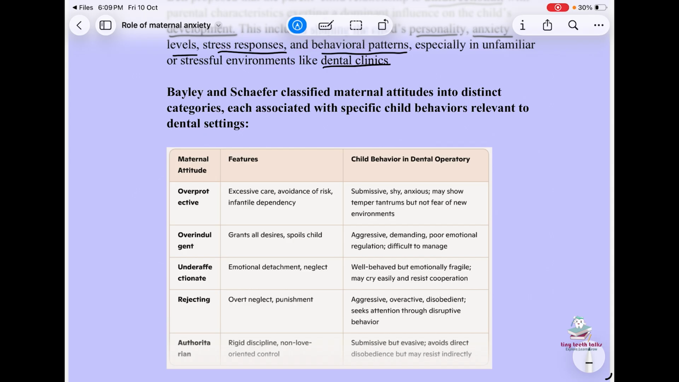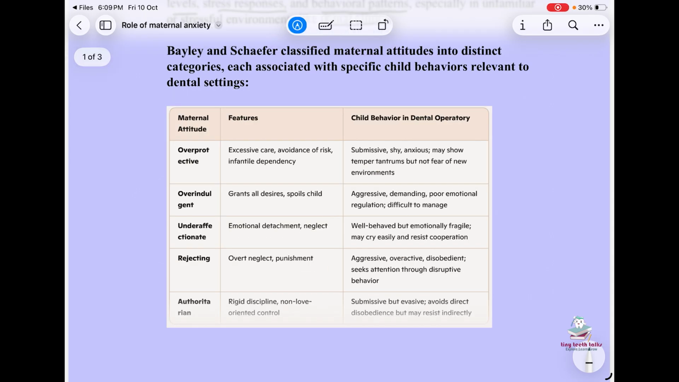Bailey and Schaffer classified maternal attitudes into distinct categories, each associated with specific child behaviors relevant to dental settings. So if the mother is overprotective, the mother shows excessive care, avoidance of risk, infantile dependency. Infantile dependency refers to a psychological and behavioral state in which a child remains overly reliant on adults, especially caregivers, for emotional support, decision making, and basic functioning beyond the age when such dependence is developmentally appropriate.